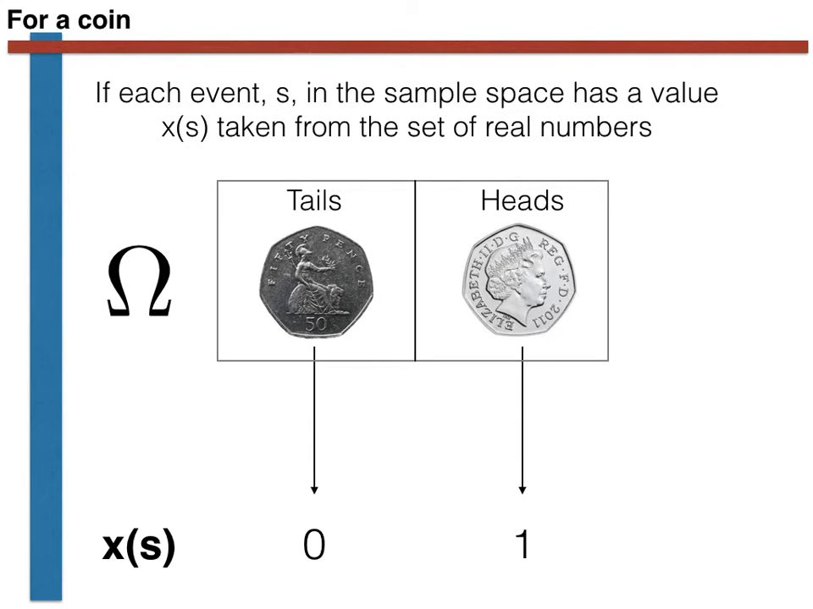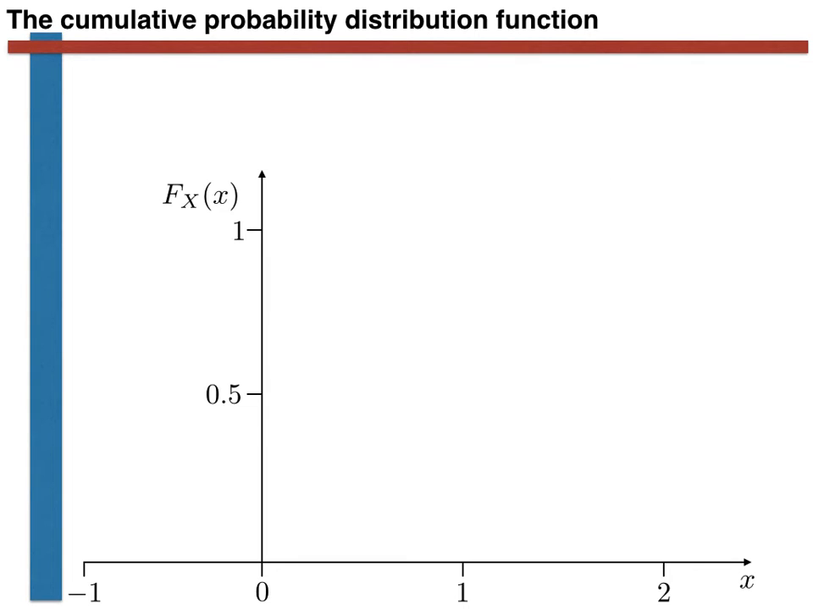With this mapping in place, we are able to construct the cumulative probability distribution function with relative ease. We know that the set of elements that have X(S) less than 0 is the empty set. As there are 0 events in this set, the cumulative probability distribution function is 0 for all values of x less than 0. We then know that the set of elements that have X(S) less than or equal to 0 contains tails only. The function thus changes discontinuously at 0 and, because the coin is fair, now takes a value of 0.5.